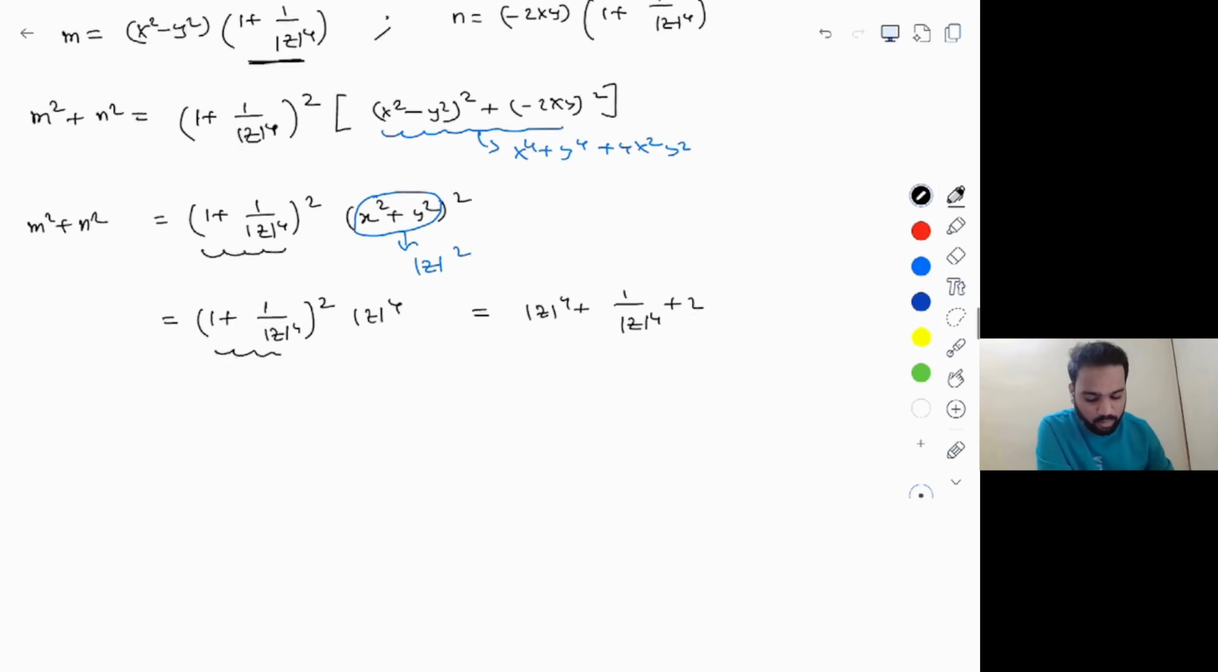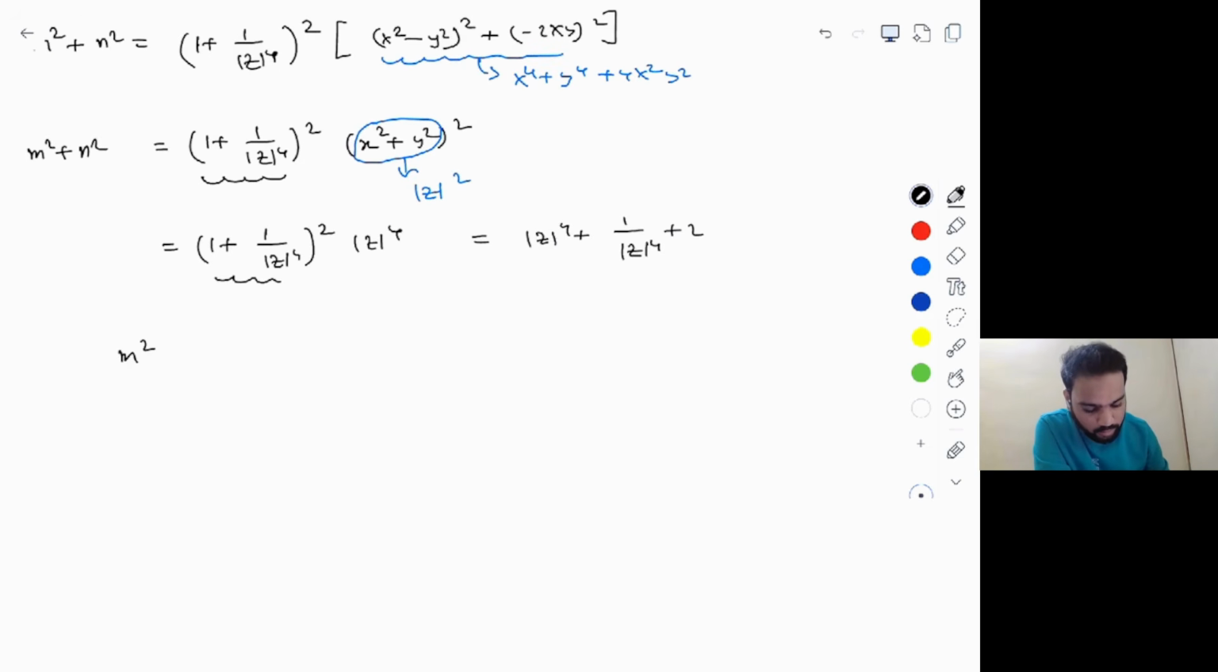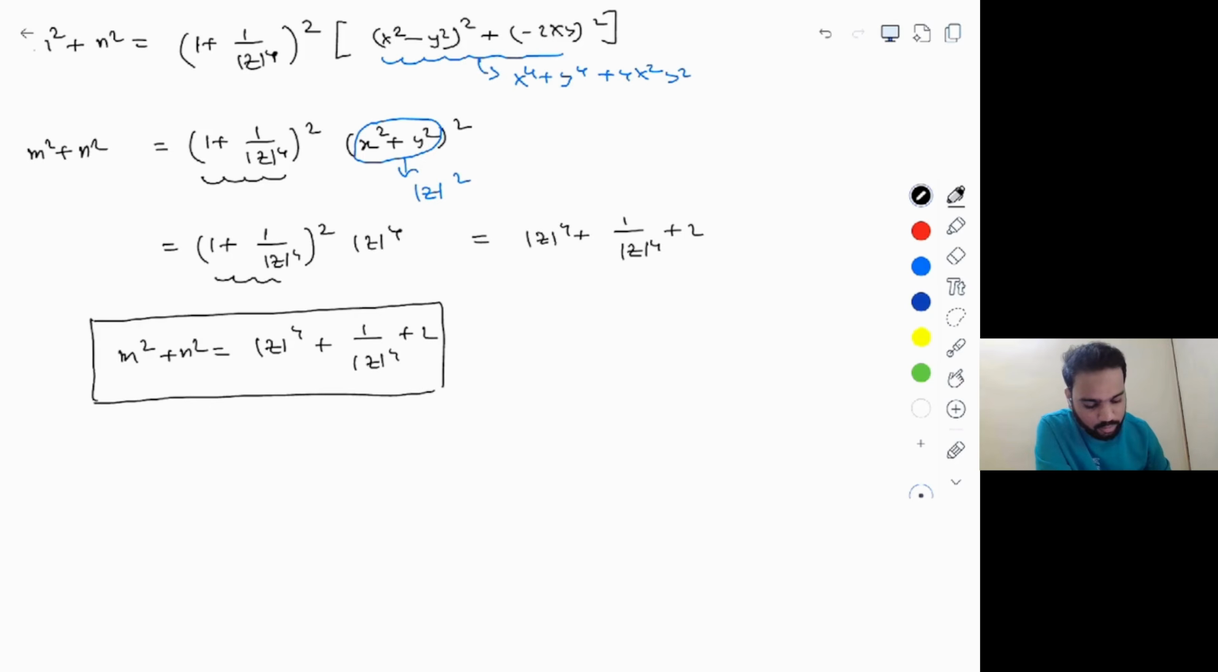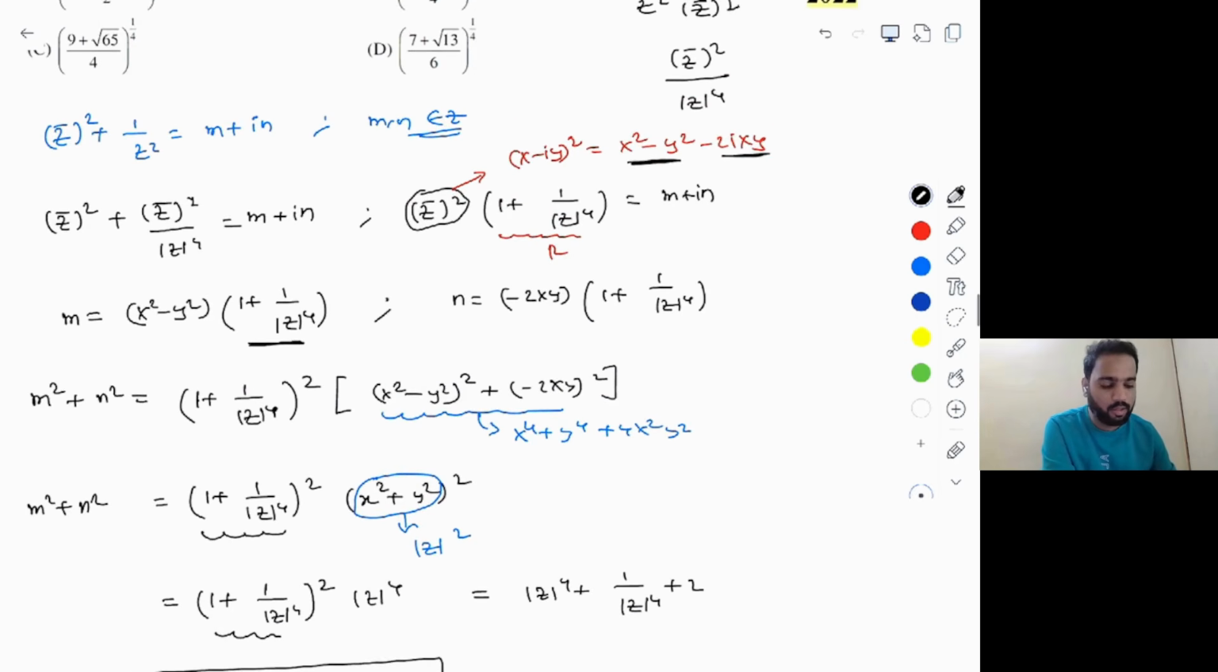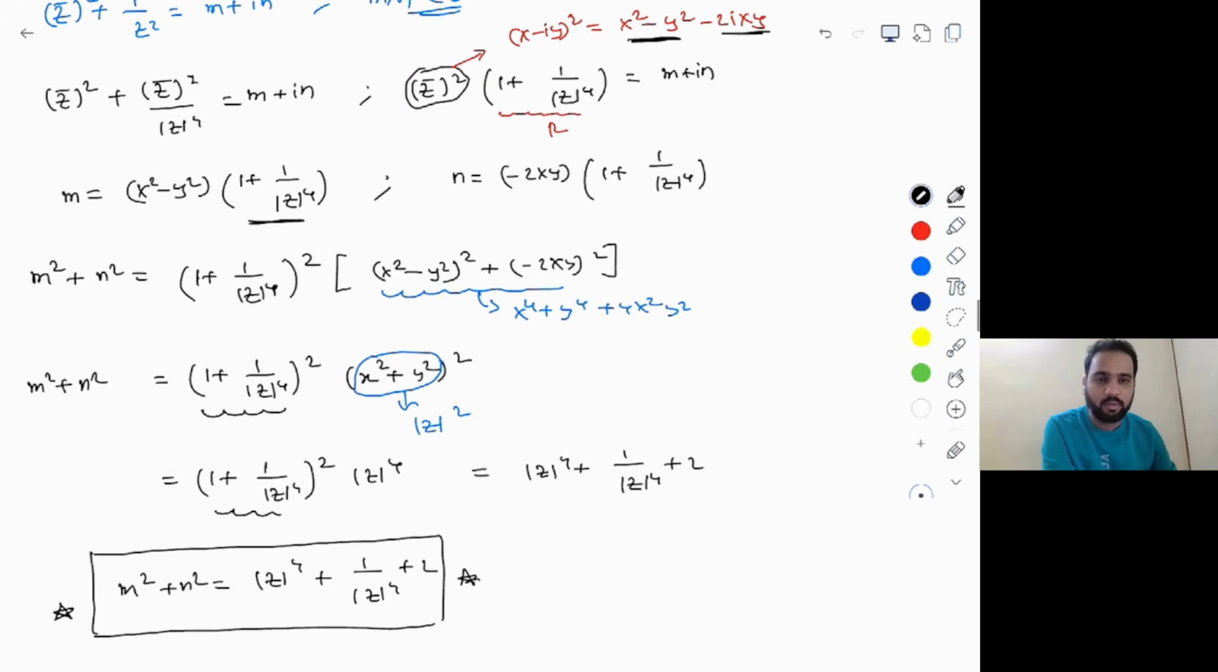Only 2 will be remaining, and finally we get the result m square plus n square is equal to mod z whole to the power of 4 plus 1 divided by mod z whole to the power of 4 plus 2. Okay. So this is how the equation reduces to. It's a lengthy question. Definitely it's not an easy question because a lot of calculations are involved here. Once again, you can try to go through it.